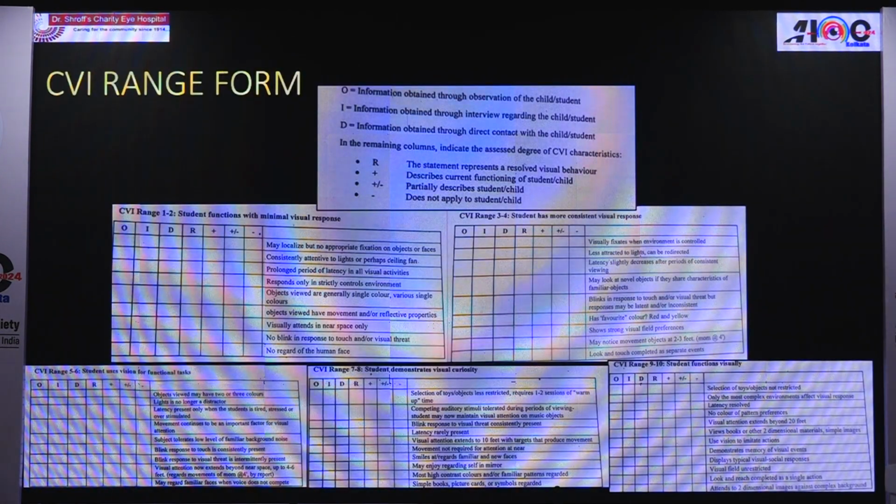And these are some screenshots of the CVI Range questionnaire, which is filled by observing the child, by interviewing regarding the child's behavior, and also through direct contact with the child, that is, assessing the child in your clinic as it comes. Now, R represents a resolved visual behavior, whereas plus describes the current functioning of the child, at what status he is. Partially describes that the child is plus minus, and if it is not applicable, it is minus. The score ranges from 1 to 10, and there are different questions which we can assess both before your measure is initiated and after your measure is initiated.